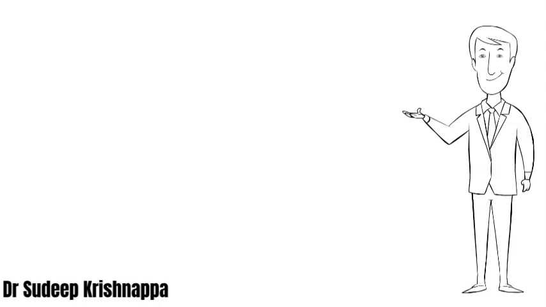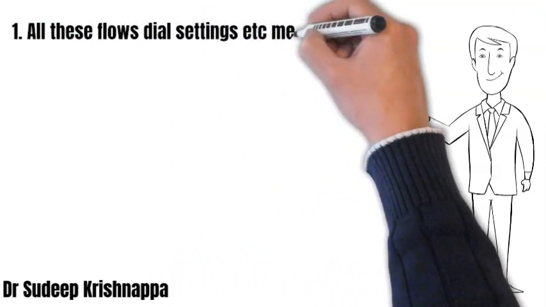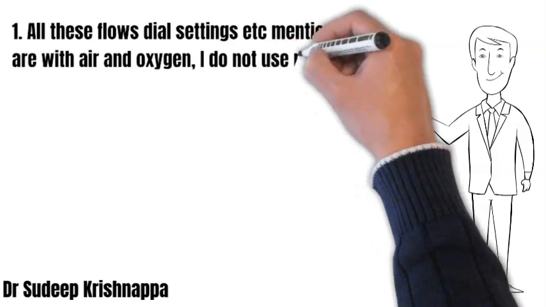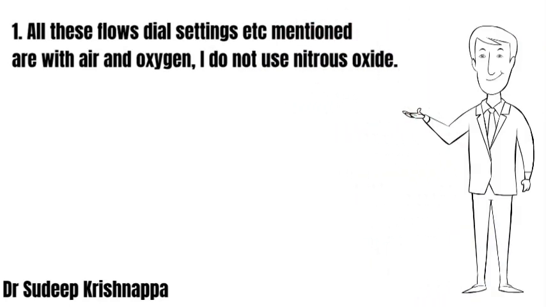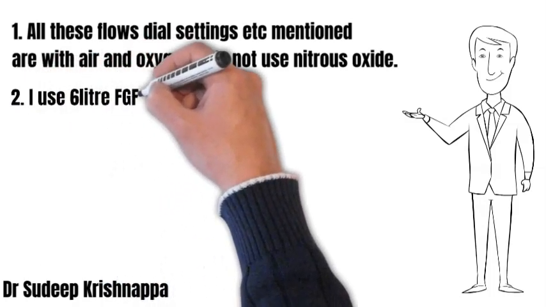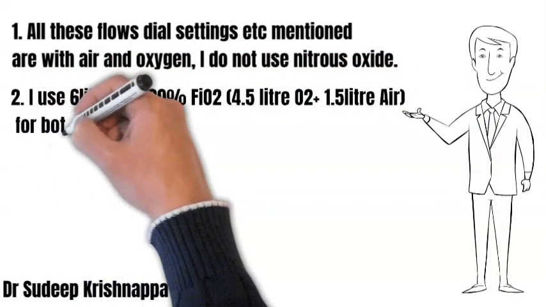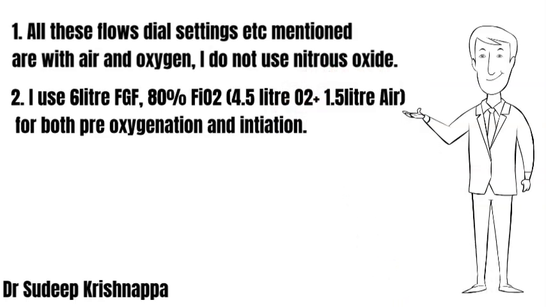All the values in terms of the dial settings and the flows, etc., mentioned are for air and oxygen as carrier gas. I do not use nitrous oxide. So, if nitrous oxide is used, all these numbers change. I routinely use 6 liter fresh gas flow with 80% oxygen. That would be about 4.5 liters of oxygen and 1.5 liters of air for both the pre-oxygenation as well as the initiation. During maintenance, I routinely use 300 ml fresh gas flow.